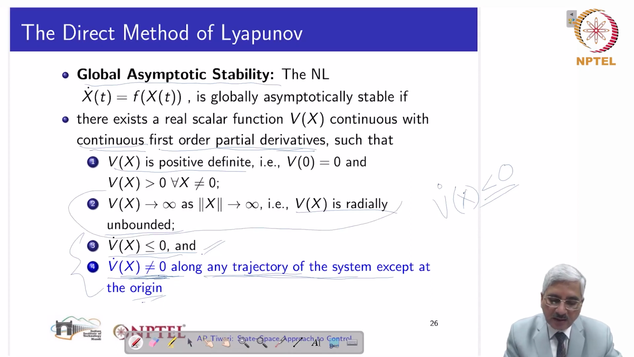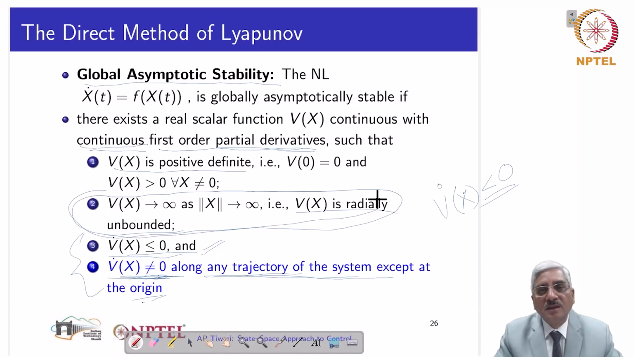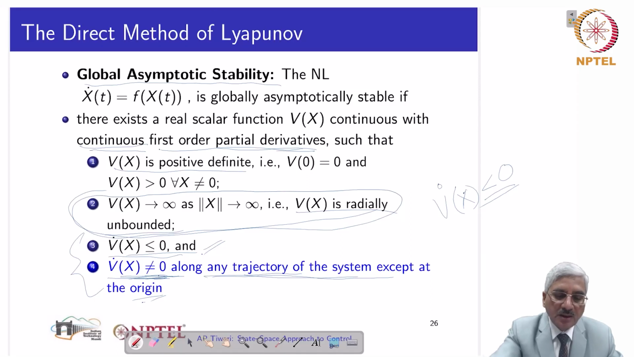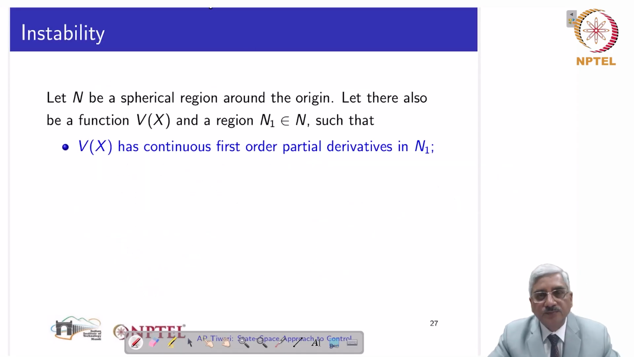This one is extra in this, that V(x) is radially unbounded. So then the system has global asymptotic stability.